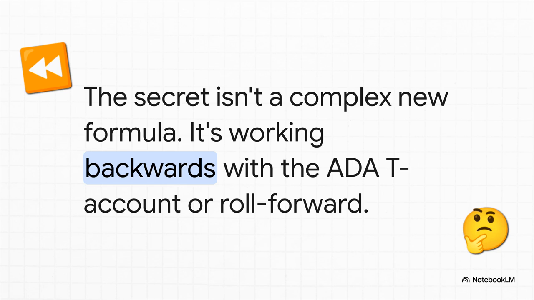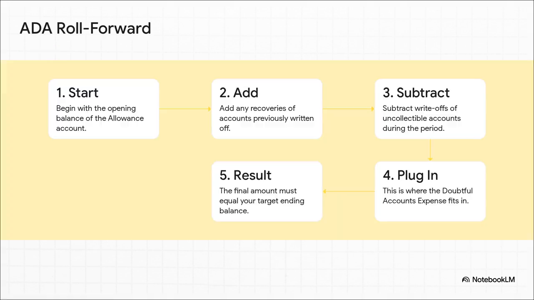Now, the secret here isn't some crazy, complicated new calculation. It's actually using a tool you already know and love, the good old T account. We're just going to work backwards from that target number we already found, that 350,000 pesos. Think about it like this. The allowance account tells a story over the year. It starts with the beginning balance. Then it goes up when we recover money we thought was gone forever. It goes down when we finally give up and write off an account. And then it has to go up again for this year's doubtful accounts expense. All of that action has to result in our target ending balance. The expense is just the missing piece of the puzzle that makes the whole story make sense.